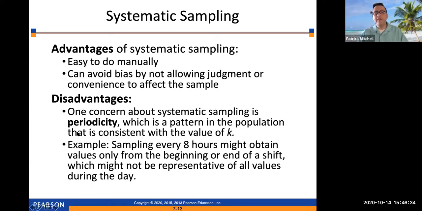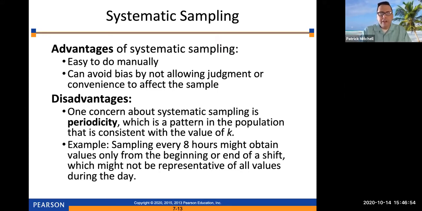The advantages of systematic sampling are that it's easy to do manually, and you can avoid bias by not allowing judgment or convenience to affect the sample. In other words, pick your random number from 1 to 180. After that, I'm not paying any attention to who does or doesn't get into the sample.